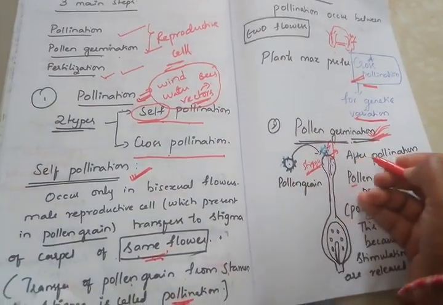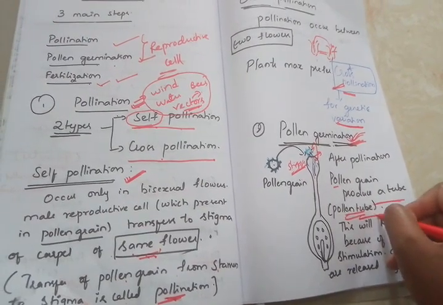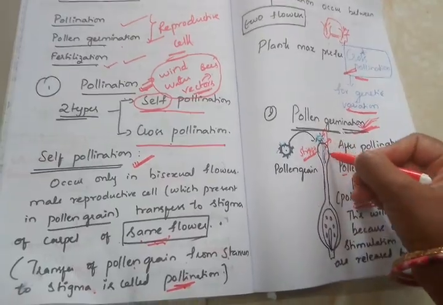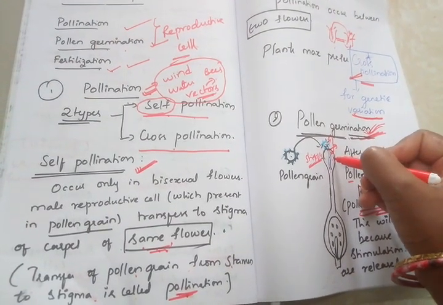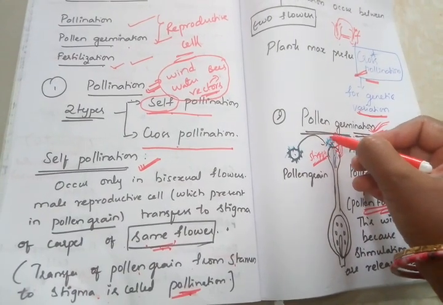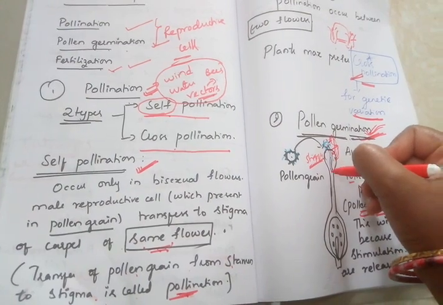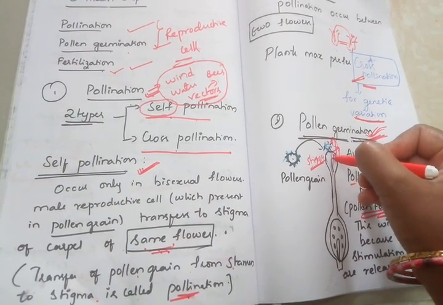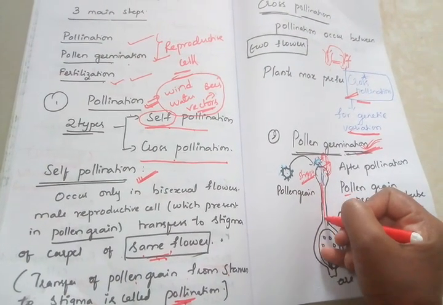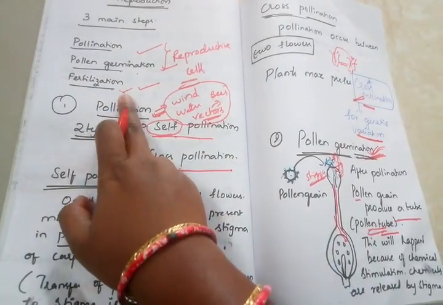So what is pollen germination? The pollen grain produces a tube, called a pollen tube, and this is called pollen germination. It happens due to the release of chemicals by the stigma. This is a chemical stimulation. The pollen grain responds to that chemical stimulation and releases a pollen tube, and this pollen tube contains the male gametes. This pollen tube continuously grows and reaches the ovule. We will see that in the third step, that is fertilization.